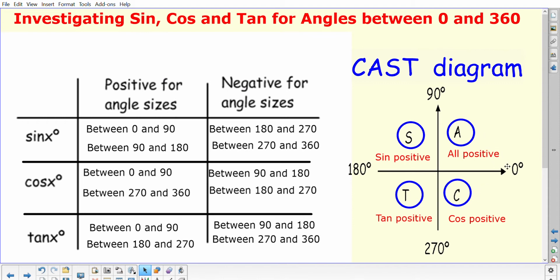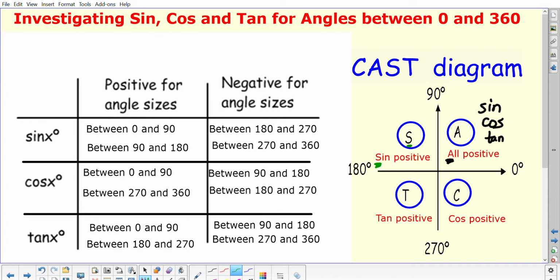What this diagram shows you is that the first quadrant is this one here, where I've got the A written, and what that A represents is that sine, cos and tan are all positive. So sine, cos and tan are all positive for angle sizes between 0 and 90, and again you can check that on your calculator. If you then pick an angle between 90 and 180 and do either sine, cos or tan, the only one that's positive is the sine, and hence the S going on in here.